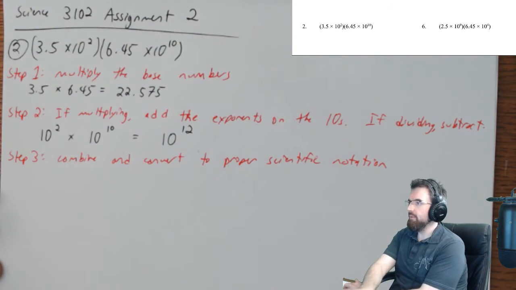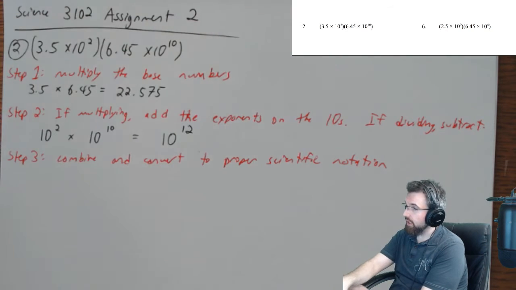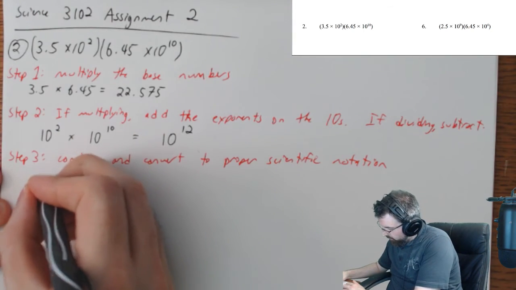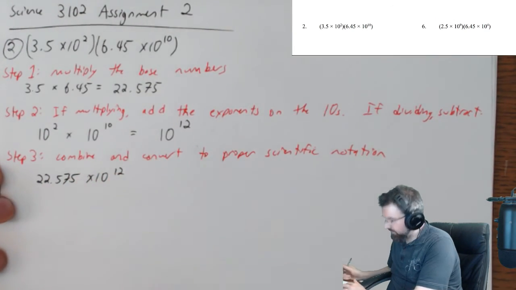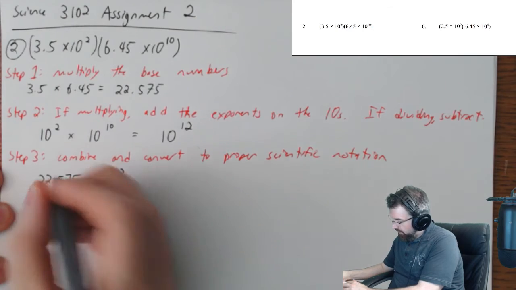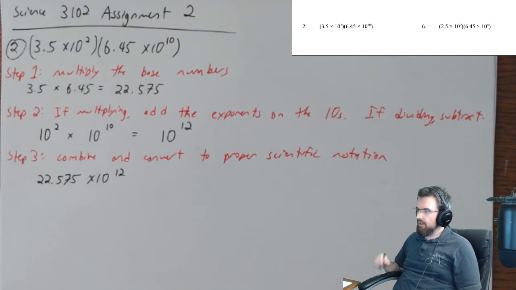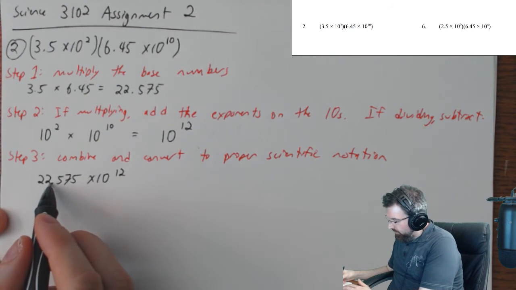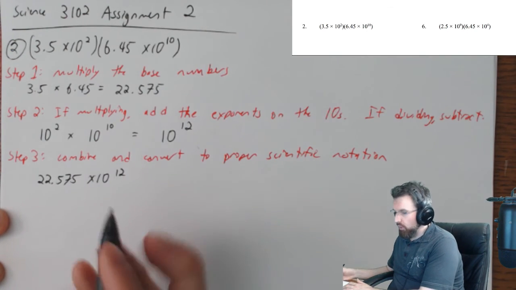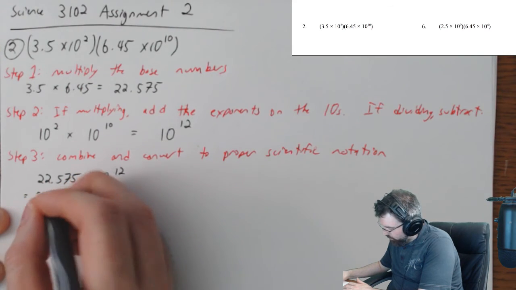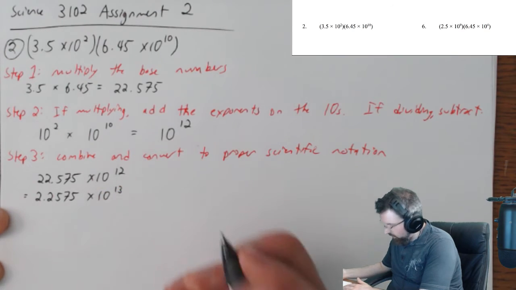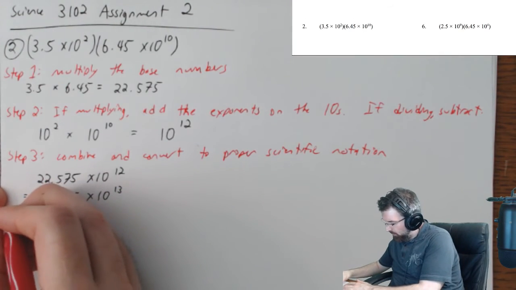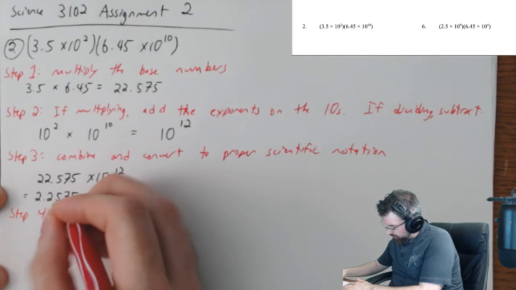Step 3 is to combine and convert to proper scientific notation. So we're going to have 22.575 times 10 to the 12. But we know that this is not proper scientific notation, because in proper scientific notation, our decimal comes after the first non-zero digit. So here we have to move our decimal one place to the left, which means this number in the corner is going to go up by 1. So this is now 2.2575 times 10 to the 13. We're almost done. Step 4.